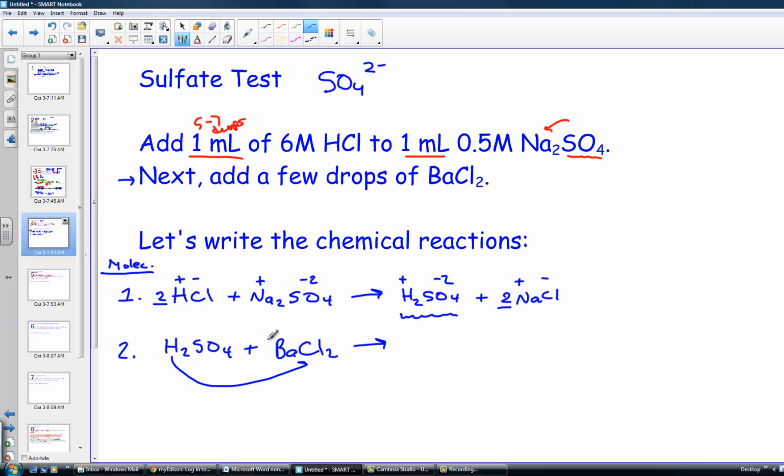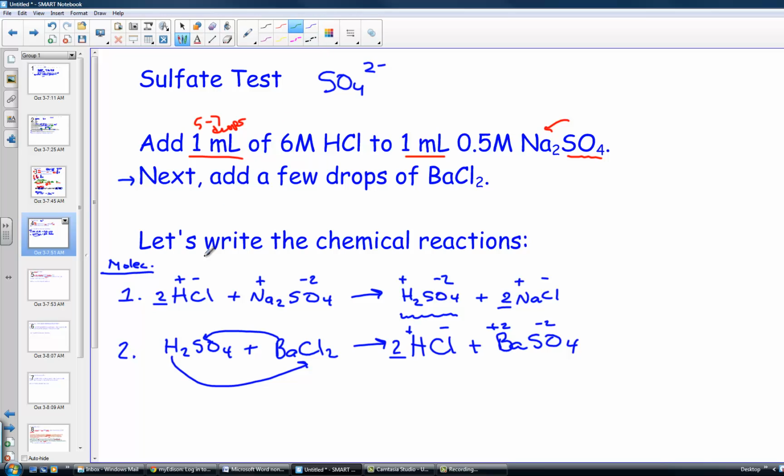H goes to Cl and barium goes to sulfate. Hydrogen chloride, barium sulfate. So here we have HCl and BaSO4. Remember, based on charge, a plus with a negative, plus 2 with a minus 2. Here's our electrically neutral compounds, and I balance with a 2.